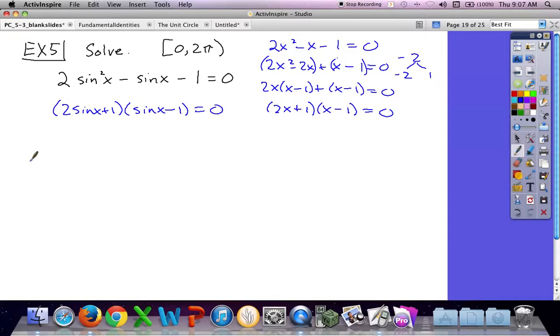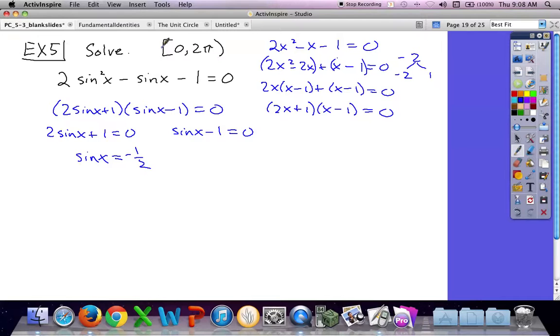So if it looks like a quadratic, factor like a quadratic. Again, we set it equal to 0 and factor, so we use the zero product property. So now it must be either this equals 0 or this equals 0. So let's set them both equal to 0. 2 sine x plus 1 equals 0. Sine x minus 1 equals 0. And the first one, subtract 1, divide by 2. Sine x equals negative 1/2.